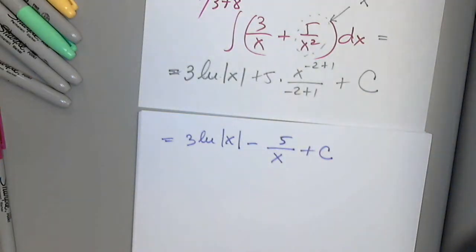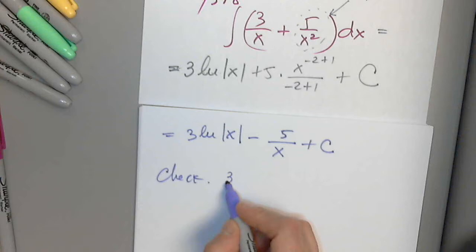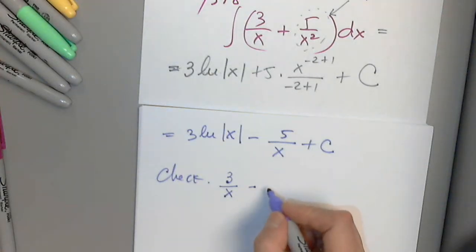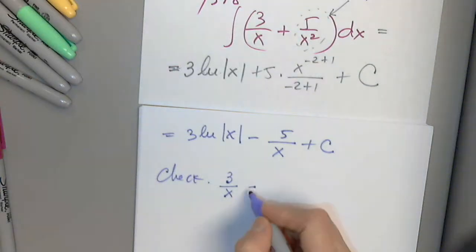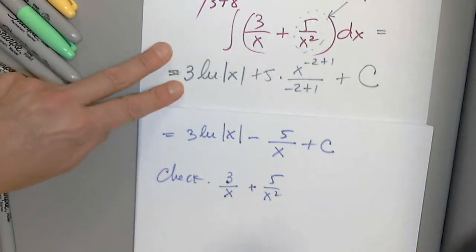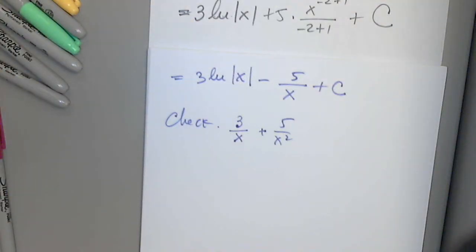It's negative 5. If I want to check, let's differentiate this. 3 over x, good, minus, so this is 5 to negative 1. I bring down negative 1 and I subtract 1 from the power. And the constant prime is 0. And this is exactly what we started with. Any questions?